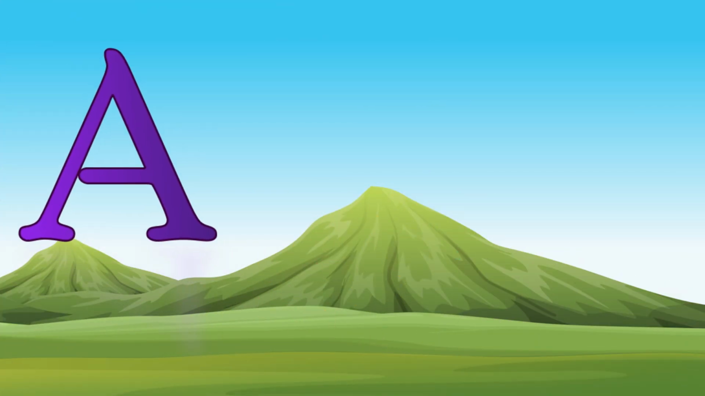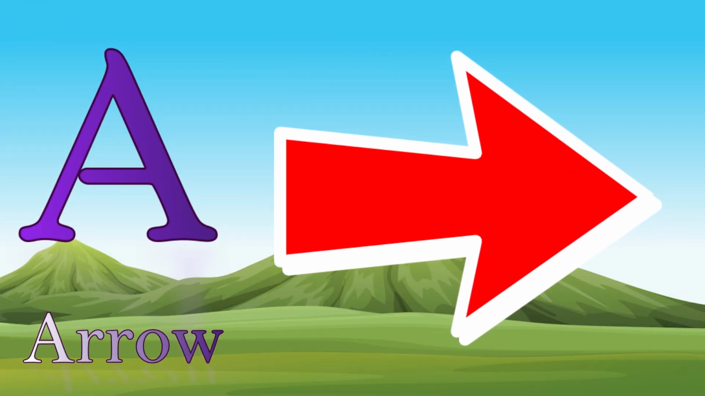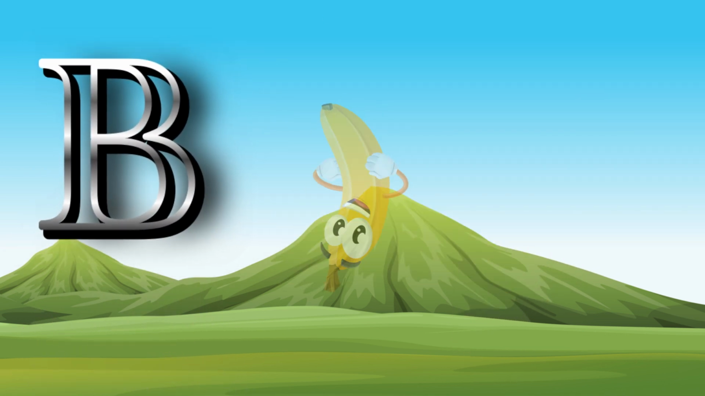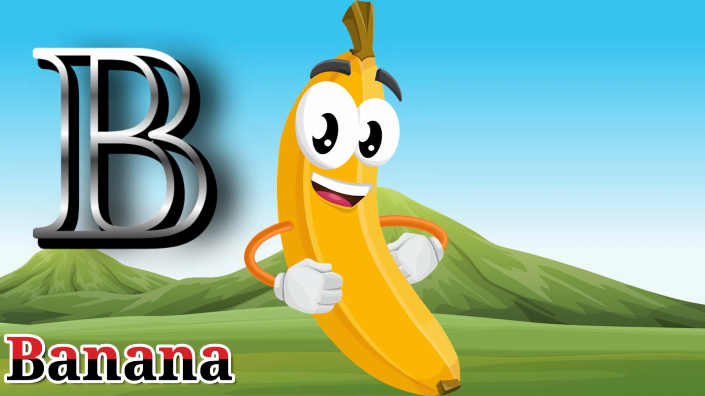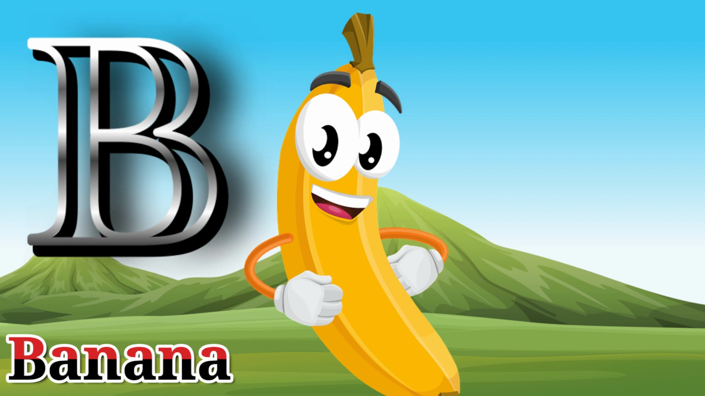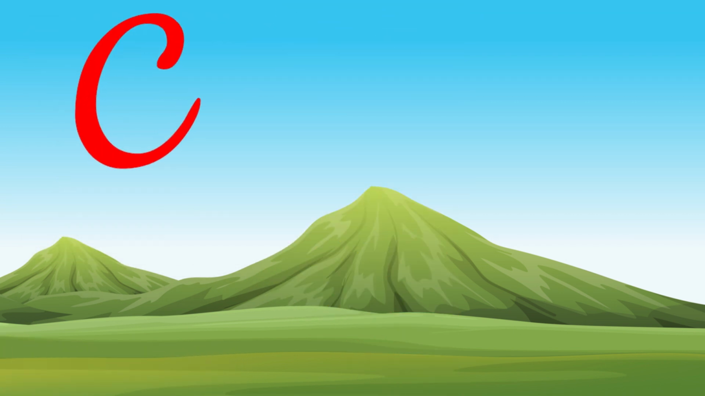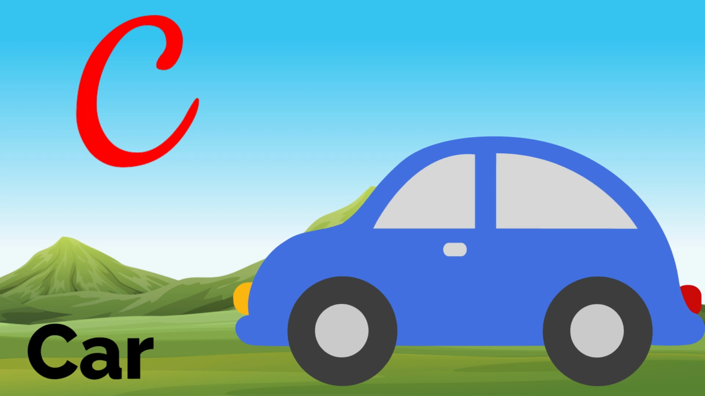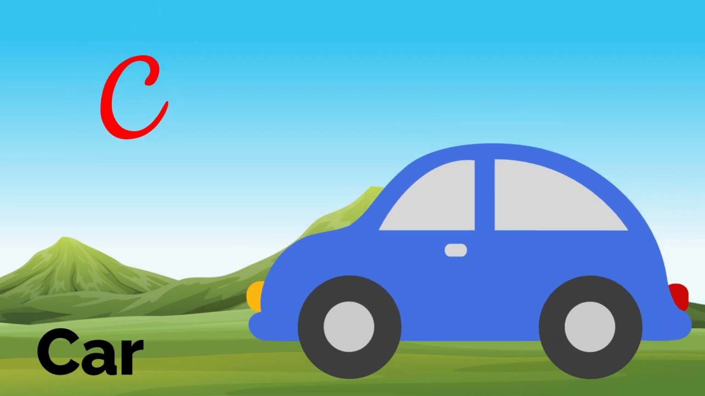A. A for arrow. A for arrow. B. B for banana. B for banana. C. C for car. C for car.